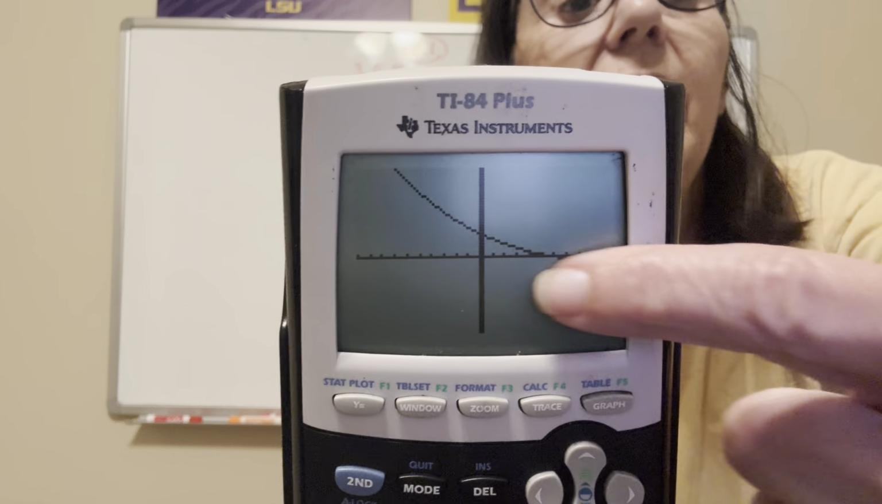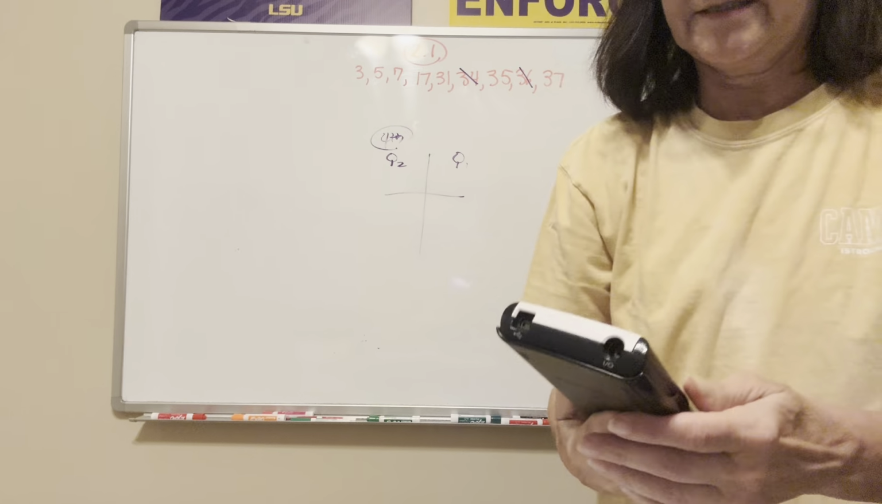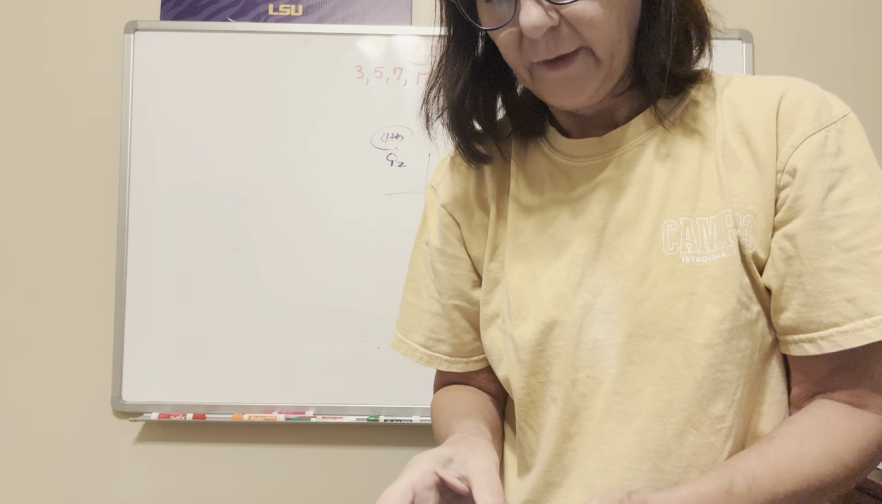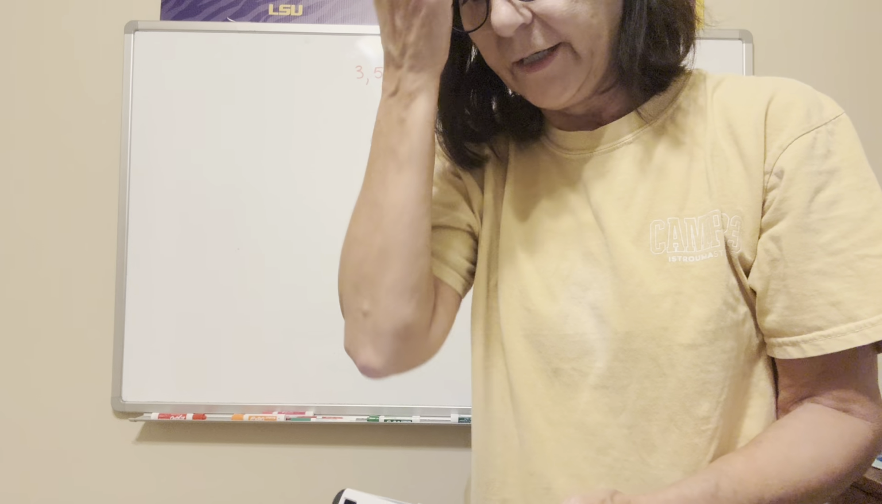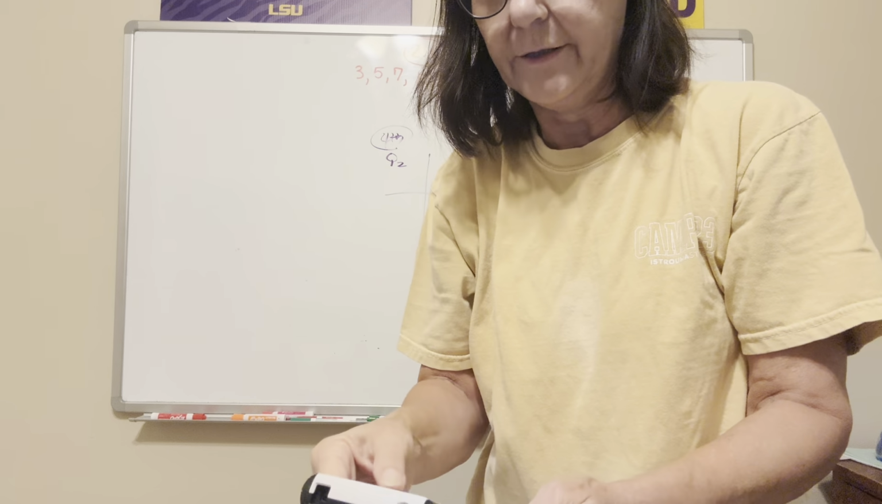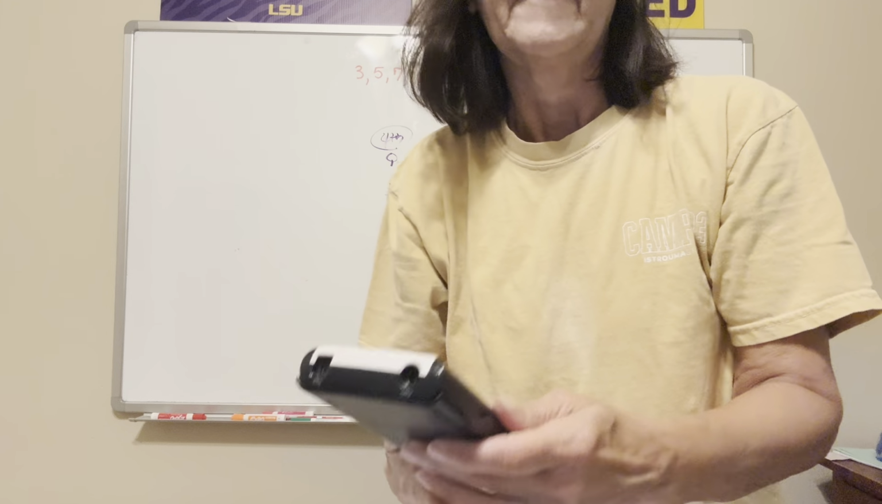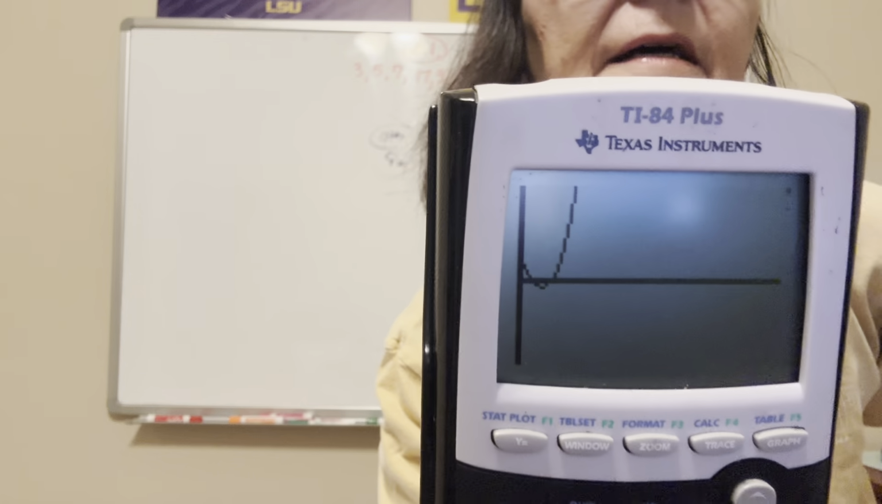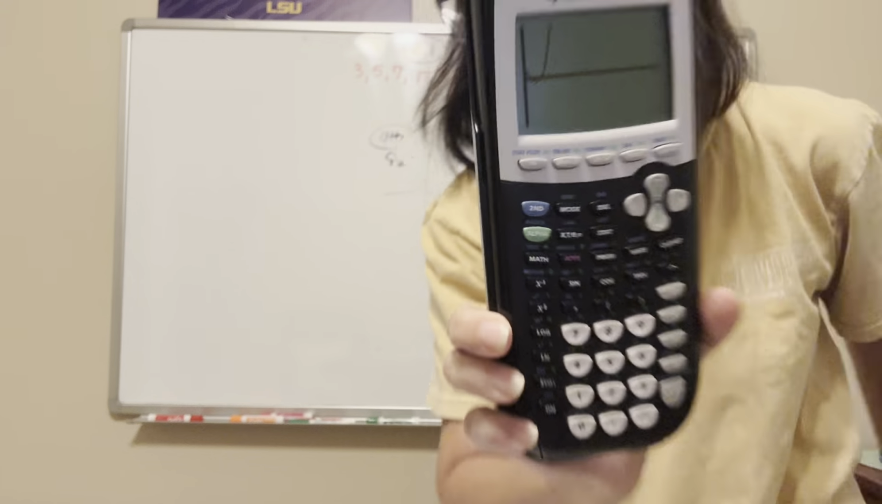All right, so I'm going to go further this way on the x-axis. Actually, I'm going to make my window x-min 0. I'm going to make my x-max 100. And let's see what I see. Oh, yeah, there's 2. 2 of them.